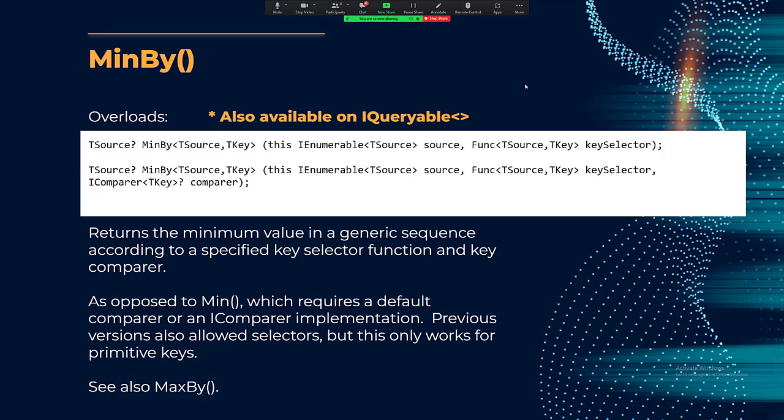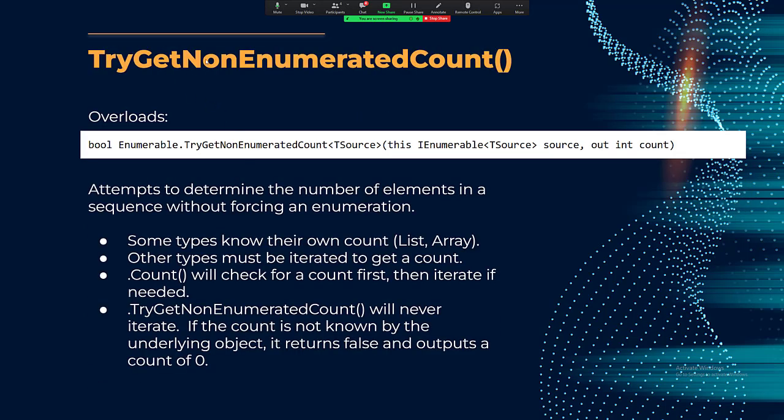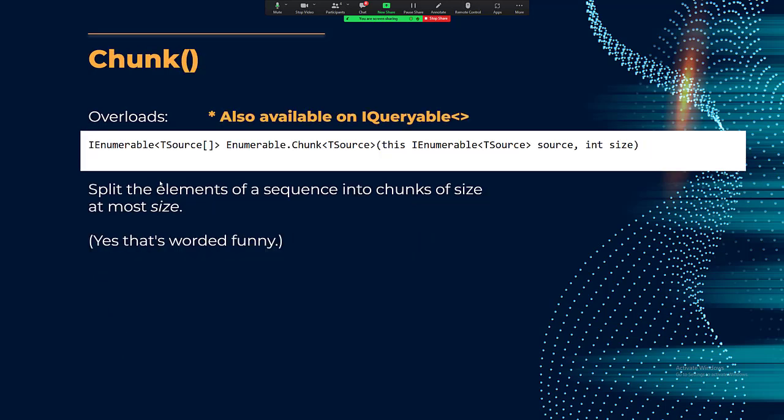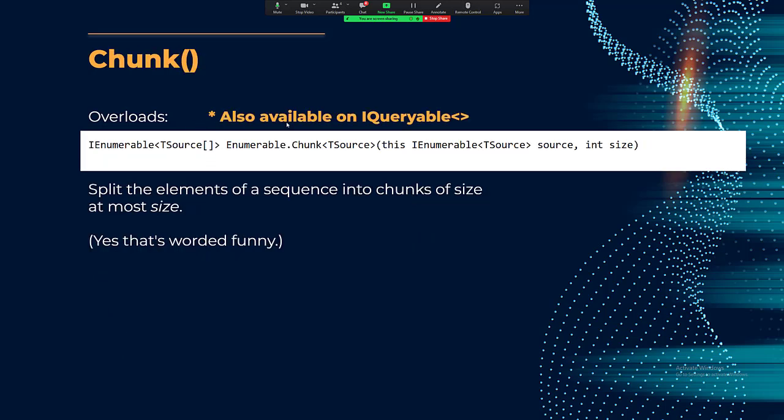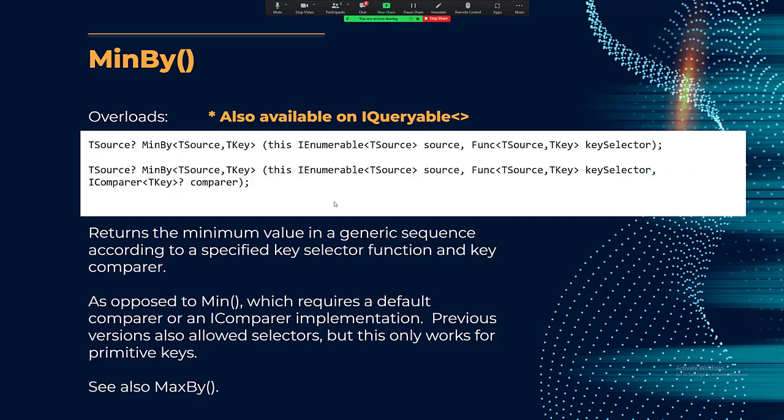Next is MinBy, and you may or may not have noticed that this is not the .Min that we have always had. This is MinBy. It's different. So I put in the notes here as opposed to Min. I've tried to put the overloads in here, and actually, let me go back here. On this slide, for my template, I've got overloads, and then I've got the overload spelled out here. But in all the others, I've also added this little tag that says it's available on IQueryable. So if you're looking at my slides, you can see that this guy doesn't have that. All the other guys do. So in case you want to just look at that and determine that from the slides.